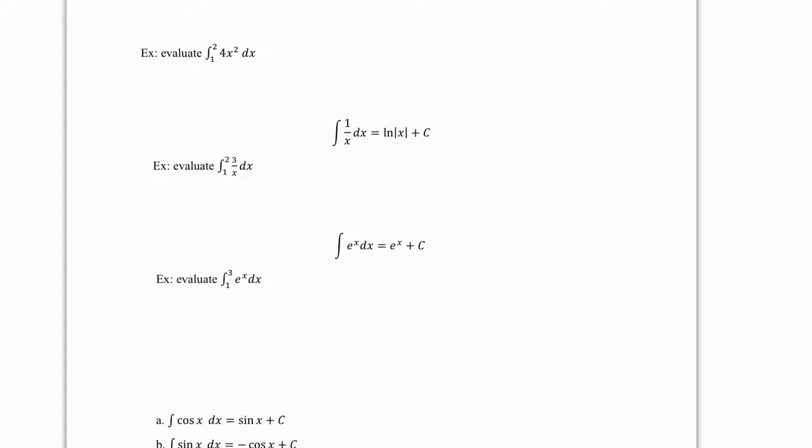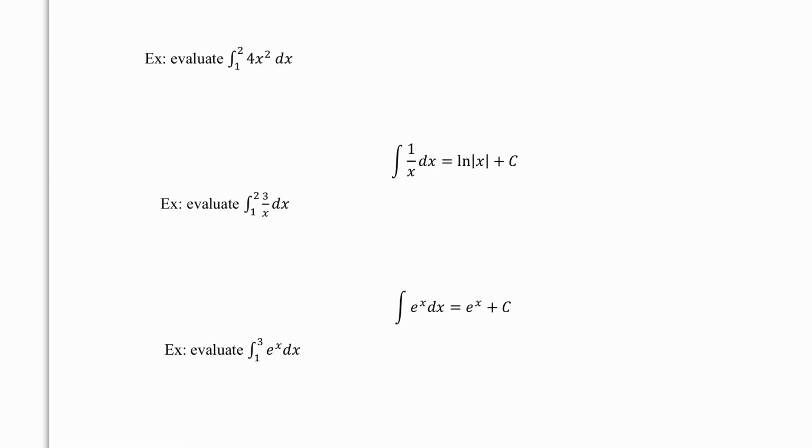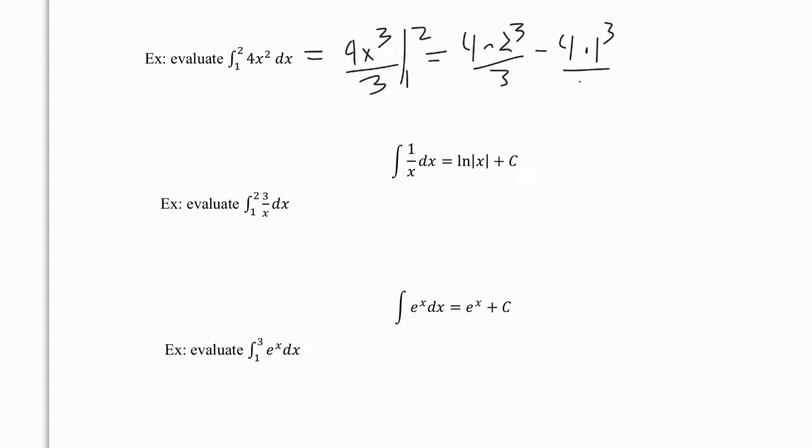Let's try another one. We're going to evaluate the integral from 1 to 2 of 4x squared. Well, we get 4x cubed over 3 from 1 to 2, which is 4 times 2 cubed over 3 minus 4 times 1 cubed over 3. All right, well, 2 cubed is going to be 8 times 4 is 32. And so our final answer is 28 over 3.